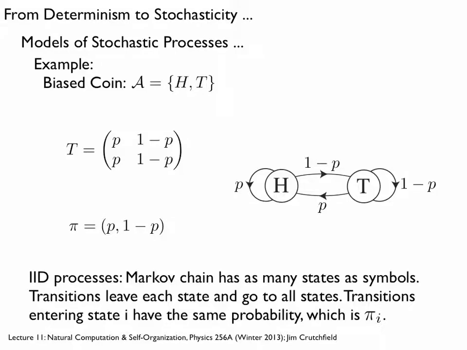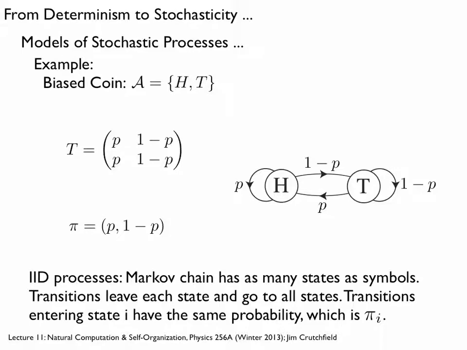Biased coin. Okay, so you can write down the transition matrix, probability of heads going to itself, probability of heads going to tails, and so on, or this graphical model, which is much easier to read. You can calculate this asymptotic invariant distribution, pi, and it's p and 1 minus p. Again, no surprise. Probability of heads is p, tails 1 minus p.